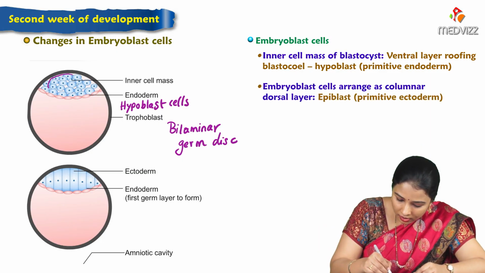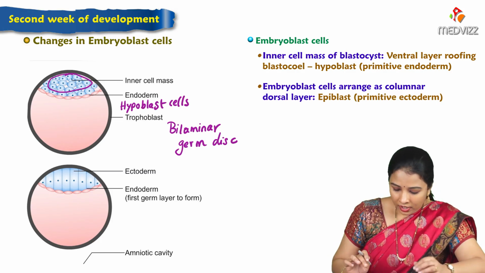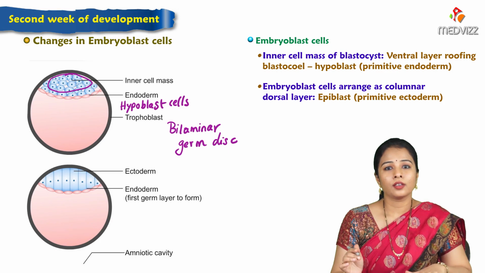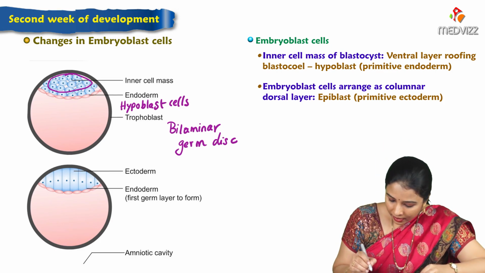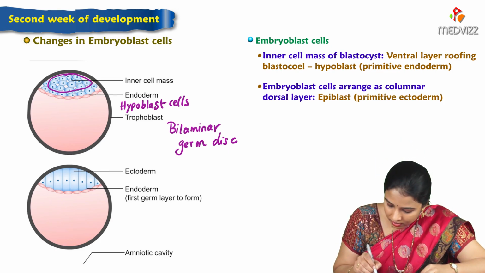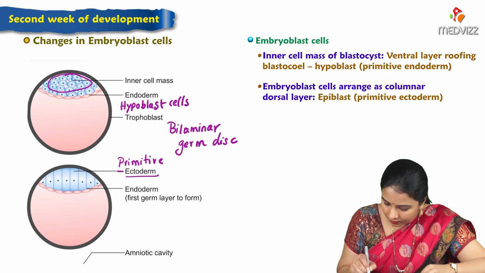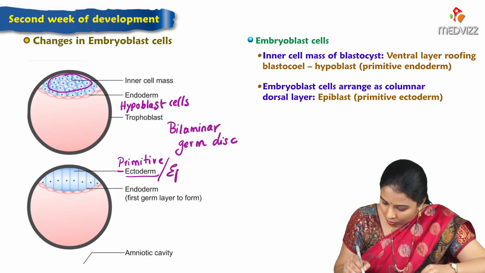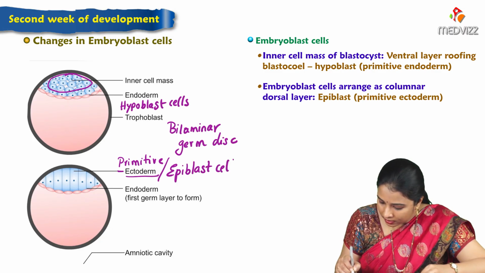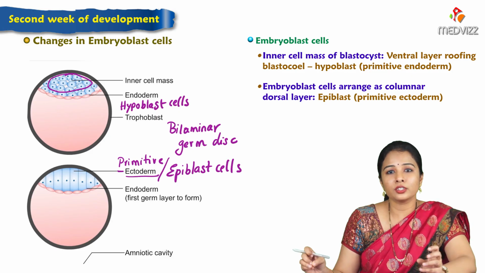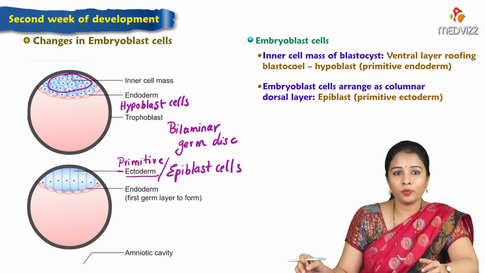And dorsal cluster of cells. So this dorsal cluster of cells, they get organized into columnar cells which are called as epiblast cells, which is otherwise called primitive ectoderm, or normally we say as epiblast cells. So embryoblast cells differentiate into epiblast and hypoblast.